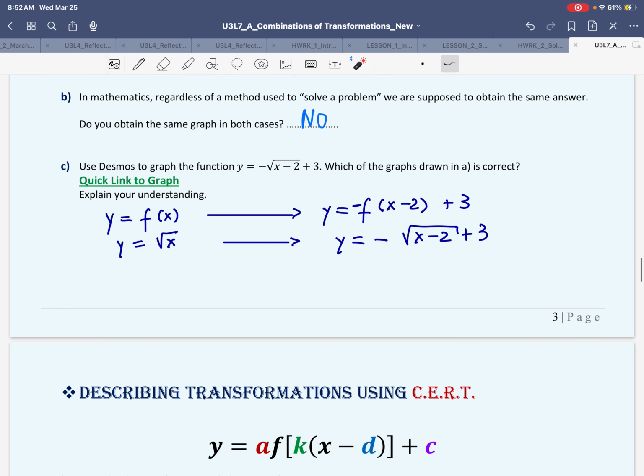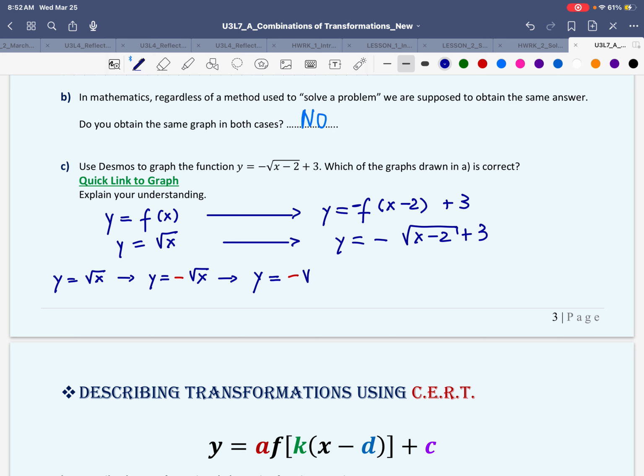Now, what happened in the first case scenario? When we apply the reflections first, we change y equals root of x first to y equals negative root of x. And after this step, we take y equals negative root of x and apply the translations, x minus positive 2 and then plus 3. And that will give us the equation of the desired function. Now, this is when we follow the reflection first. Okay, so we reflect first and then we translate second.